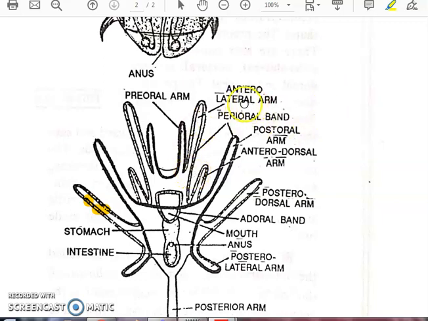So what are the main 6 pairs of arms present in this larva? The preoral arm, the anterolateral arm, the postoral arm, the anterodorsal arm, the posterodorsal arm and the posterolateral arm. Sometimes the posterolateral arm is absent, and sometimes the anterodorsal arm is also absent if there are only 5 or 4 pairs. The ciliated band is present all over the arms of the Echinopluteus larva.